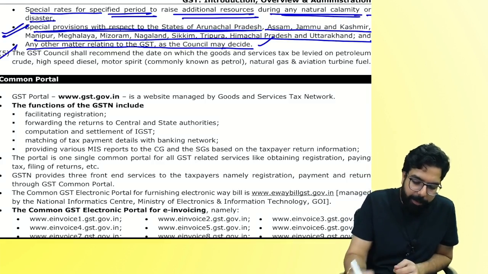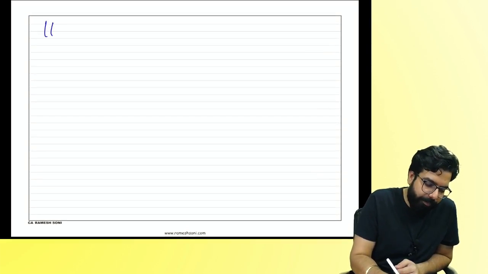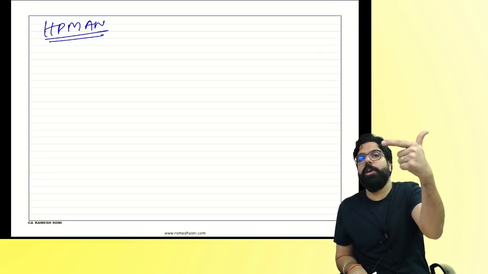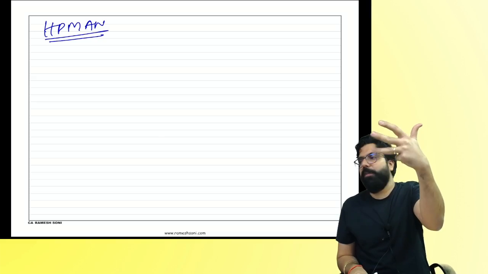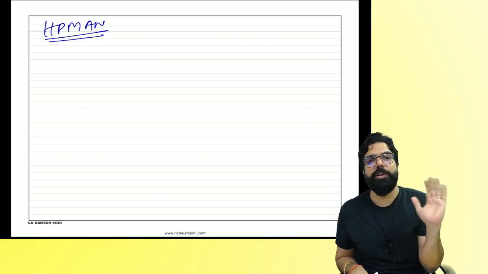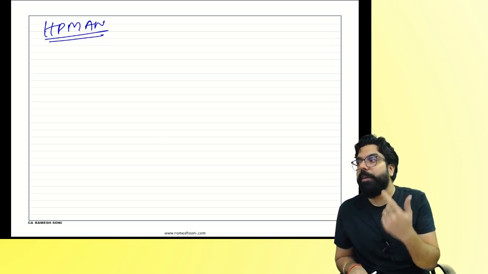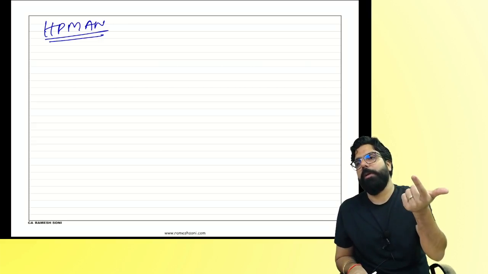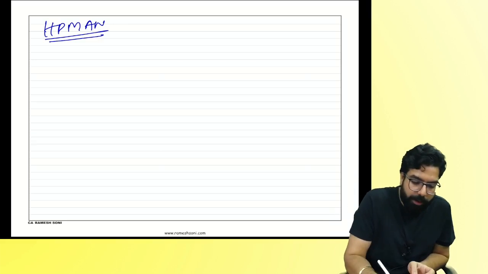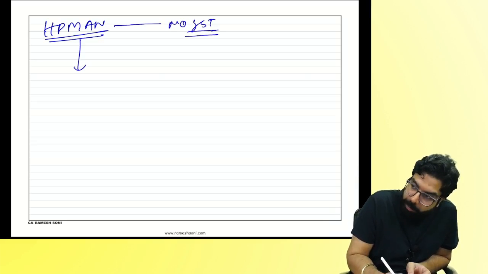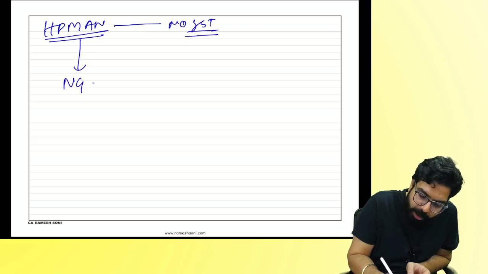The GST Council, you know what? You remember HP man? What was HP man? High speed diesel, petroleum crude, motor spirit, aviation turbine fuel and natural gas. On these 5 products, as of now there is no GST. But GST will come from a date which will be notified by the government on recommendation of the council.